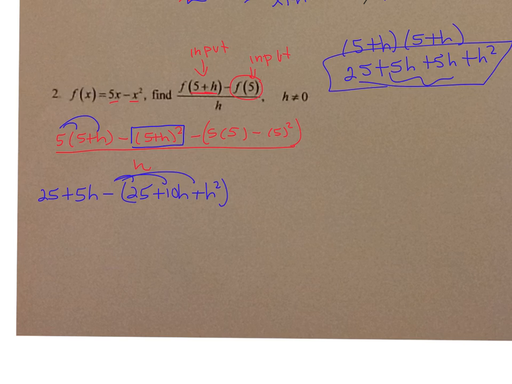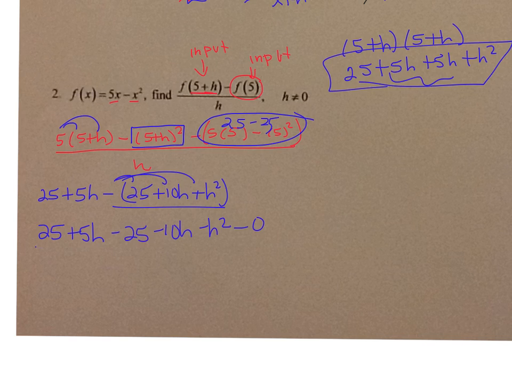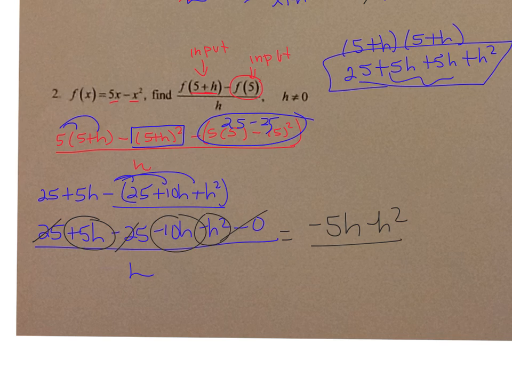And this here, actually let's just take care of this part here. So I have 25 plus 5h minus 25 minus 10h minus h squared. All right, and then we have inside here, so this is 25 minus 25, so that's minus 0 here, all over h. Okay, so let's see what we have. We have 25 minus 25. Get rid of that 0, we don't need it. We have 5h minus 10h, that's negative 5h. And then I got minus h squared, all over h.